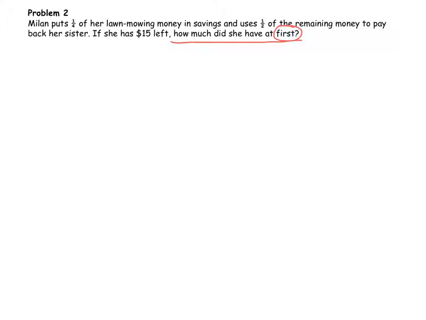So I'm going to put original total, because that's what having at first means. So what do I know? Put 1/4 in savings, half of the remaining to pay back her sister. Uh-oh, remaining. Gotta pay attention to that word. So if she has $15 left, oh goodness gracious.